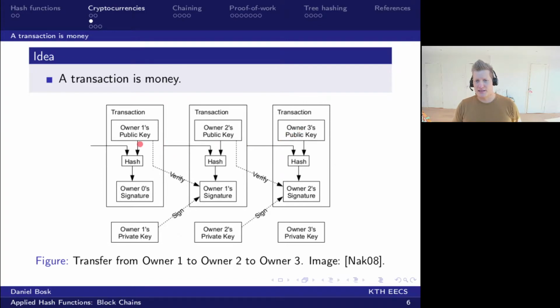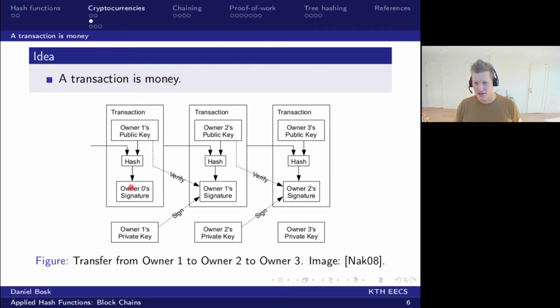So what happens is that you have the owner's public key, which is stored in the transaction, and then the owner has the corresponding private key, and you need that to use a transaction. And what you do is that you compute a hash from the owner's public key and the previous transaction that you are using. And then you actually sign this.